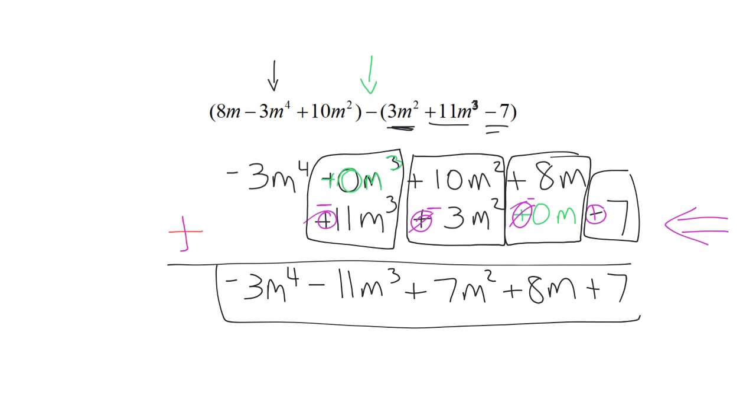So again, I don't have any like terms anymore in this expression. I have an m to the fourth, m to the third, m squared, m, and constant term in the right order for standard form, and we are done.